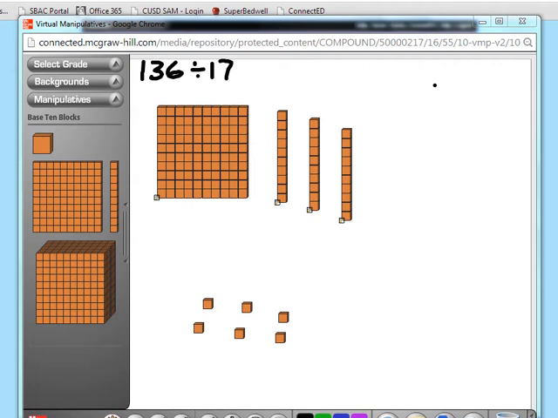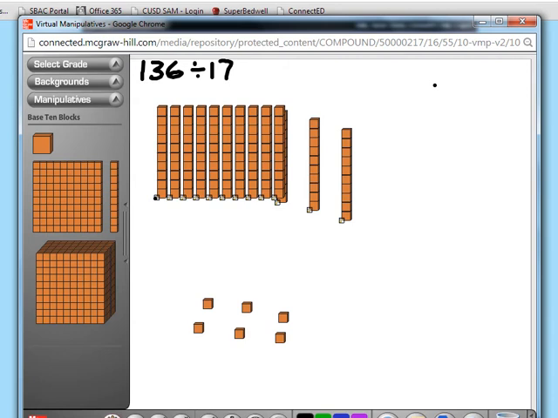Now, can I separate? Do I have enough hundreds in order to make 17 groups? No, I don't. So what I have to do is break up the hundreds. Now, if you tap it down here in the bottom left-hand corner, it'll break it up for you, as long as you have your cursor selected. So it breaks it up for you.